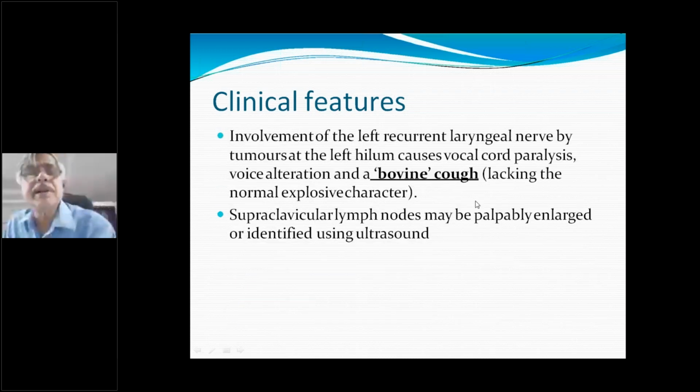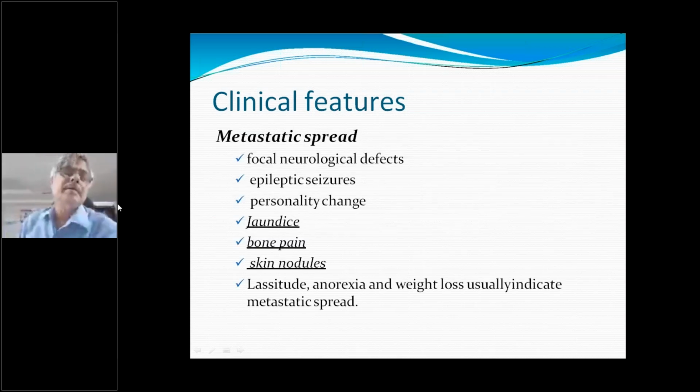Of course, he has given here bovine cough, lacking the normal explosive character. Normal explosive cough means the patient should be able to expectorate. That is the normal explosive character. But here, because of the paralysis, that is lost. The supraclavicular lymph nodes may also be enlarged, a cautious sign.